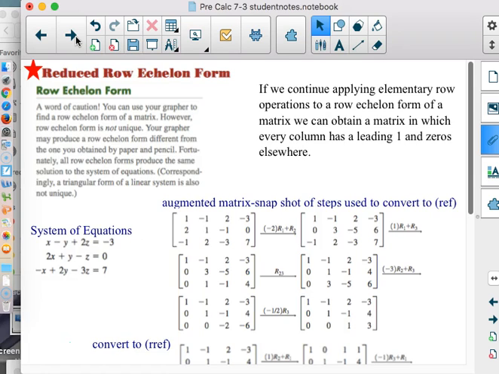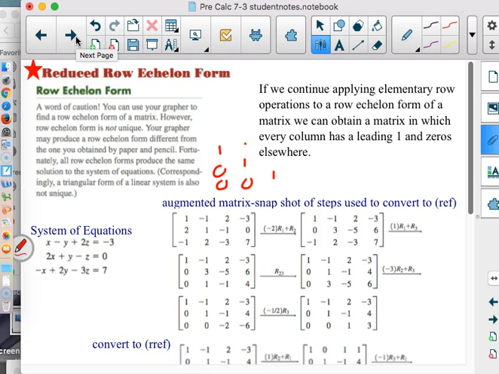So here's what we're going to do. We're going to continue applying our elementary row operations to a row echelon form of a matrix, and we can obtain a matrix in which every column has leading ones and zeros everywhere else. So here's what we're really wanting to happen. We want ones across the diagonals and zeros everywhere else, except for our answers in that augmented matrix. That's what we want. Because this will tell us, well, z equals this, y equals this, x equals this, and we won't have to do any more of that substitution piece that we did.